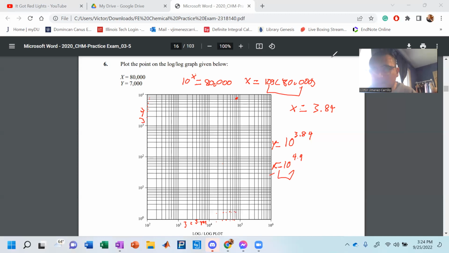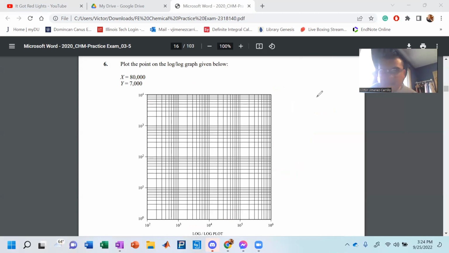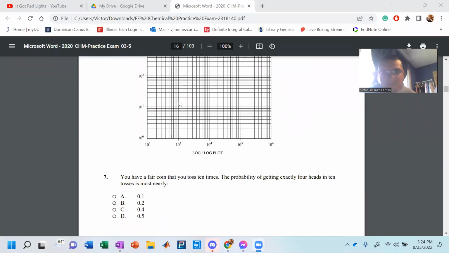I wish I could be clearer, but my screen is trash, and that's it. You just turn them into log scale and you plot them in like that. As long as you can read that, simple.